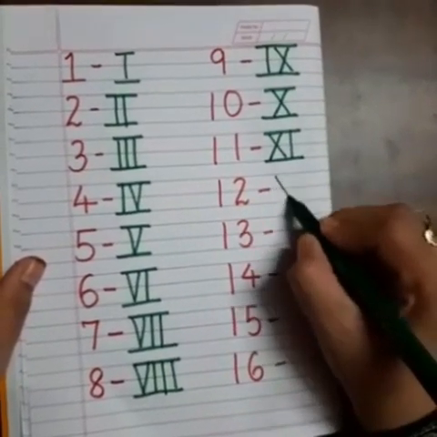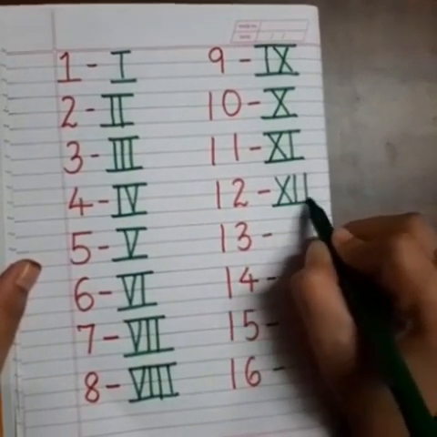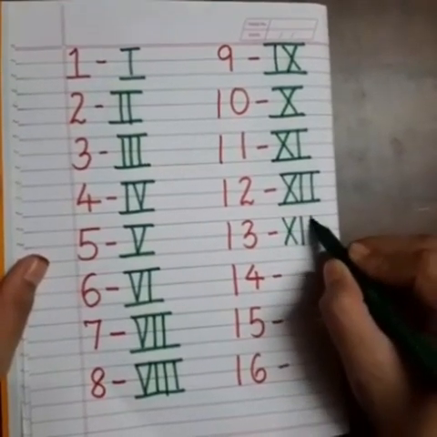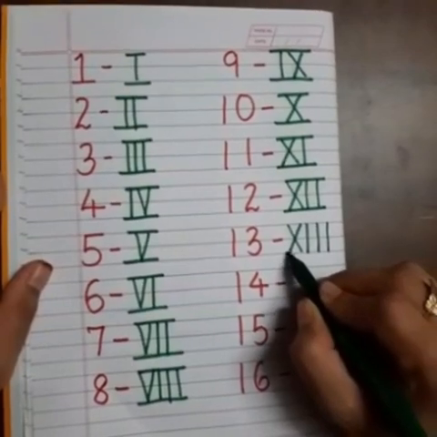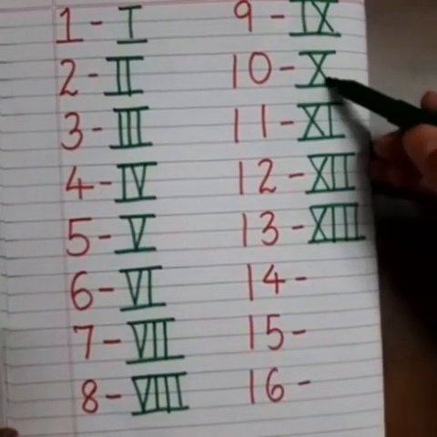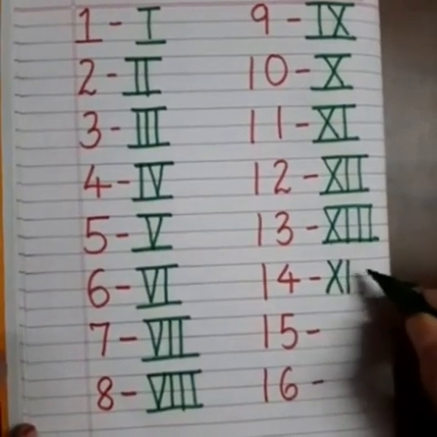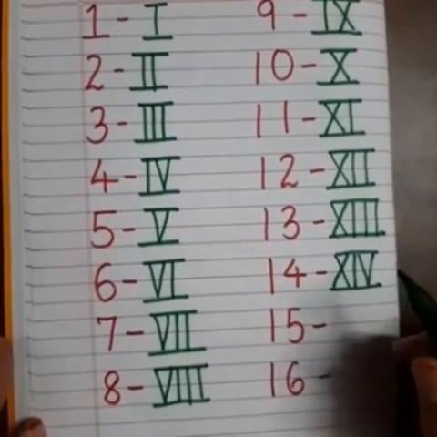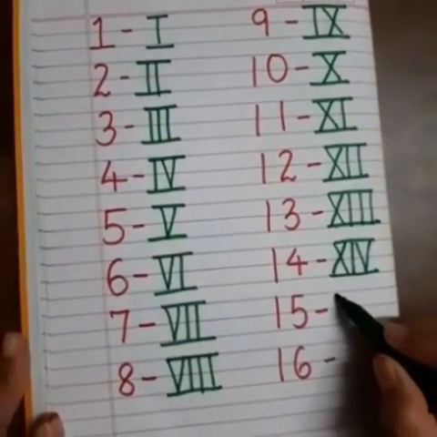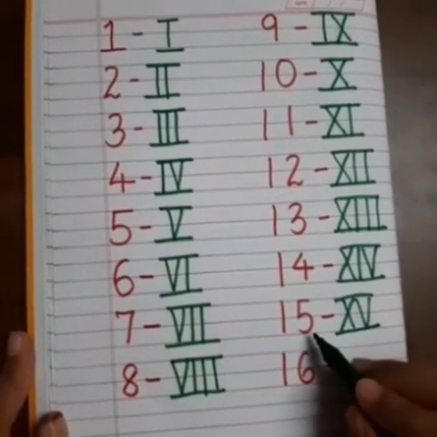For 12, I am going to write X and 2 times 1, that is X plus 2. That becomes 12. For 13, I am going to write X plus 1 plus 1 plus 1, that is X plus 3. That is 13. For 14, we are going to write X plus 4. That becomes X, I and V. That becomes 14. For 15, we are going to write X and 1 time 5, so X and 1 time V. That becomes 5. X 10 plus 5, that is 15.